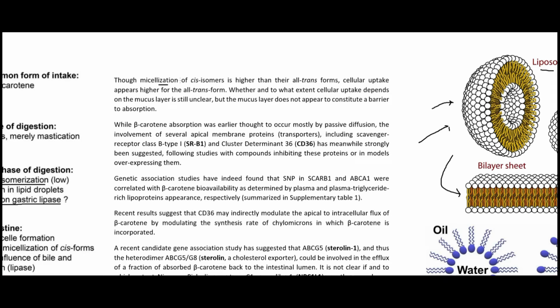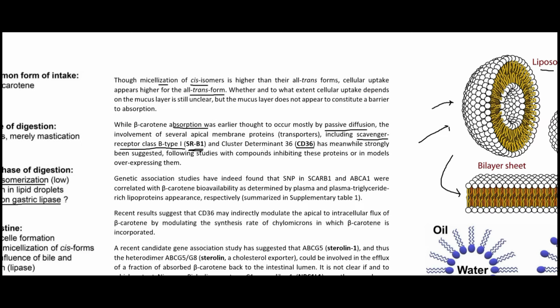All right, so the micellization of the cis isomers is higher than the all trans forms, but it appears that the all trans form is actually taken in, so absorbed, by the enterocytes better. Beta carotene absorption was once thought to be done by passive diffusion, so just diffusing across the membrane. But now they suspect that the scavenger receptor class B type 1, or SRB1, and CD36 are actually involved in the uptake of the fat soluble vitamins. I'll be looking at structures of these. Well, there isn't a structure for the SRB1, but there is a homologous one called LIMP2 that we'll be looking at.